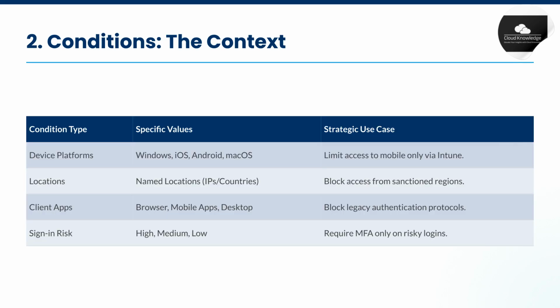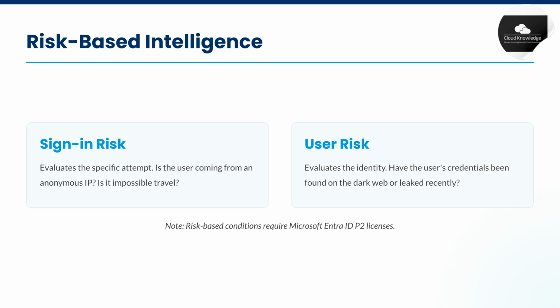The second component is conditions, which define the context of the sign-in. This includes device platforms, locations, client apps, and sign-in risk, allowing for precise control over access. Risk-based intelligence includes sign-in risk, which evaluates the specific attempt, and user risk, which evaluates the identity. Note that these conditions require Microsoft Entra ID P2 licenses.